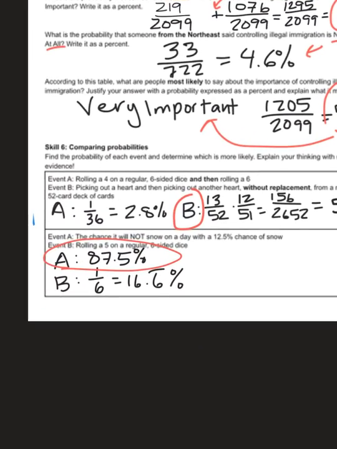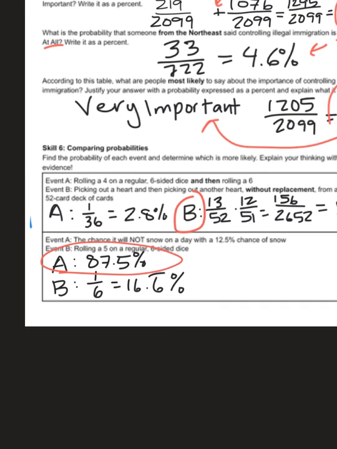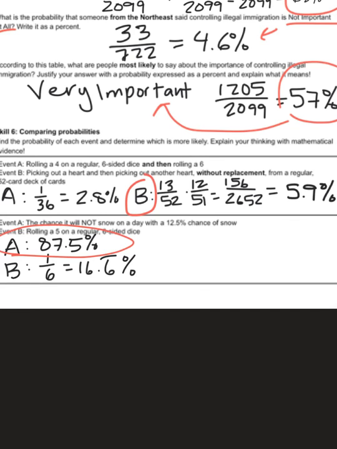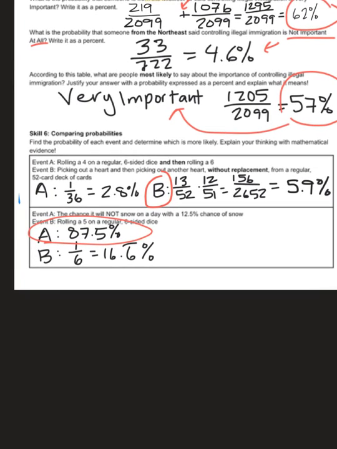Now for these two, I found them just the way I was doing on the front. So the chance of rolling a 4 and then a 6 is 1 out of 36, which is 2.8%. And the chance of picking out a heart and then picking out another heart without replacement gives me a 5.9% chance, so that's actually more likely than rolling a 4 and then a 6. And same thing with this bottom one, the chance it won't snow. If that's the chance it will, the chance it won't is 87.5%, and rolling a 5 is just 1 over 6, that's 16.6%. Obviously, this one's much higher, so it's much more likely to happen.